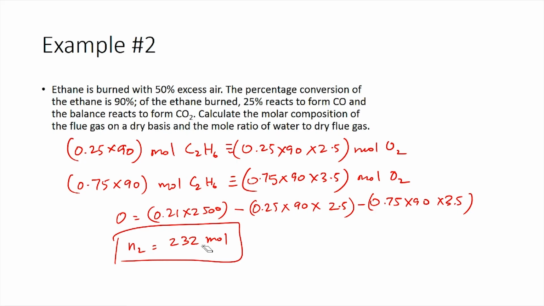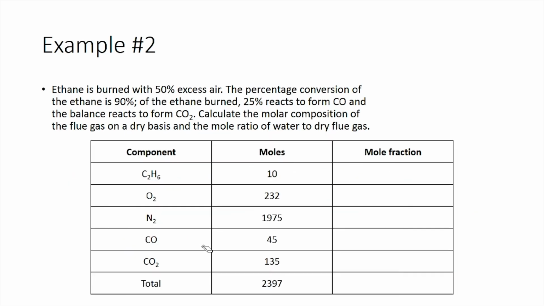Now that we have the number of moles for each of the components, we will have to calculate the molar composition of the flue gas on a dry basis. So, let us do that. What we have done here is written down the number of moles of each component except water. As we wanted to calculate the dry basis, we have written the number of moles of ethane, which is 10, oxygen, which is 232, nitrogen, which is 1975, carbon dioxide, which is 135, and carbon monoxide, which is 45. The summation of all these components gives us a total number of moles as 2397.